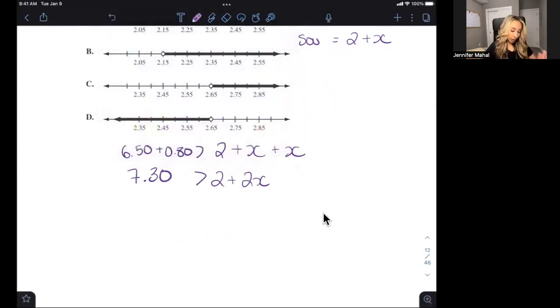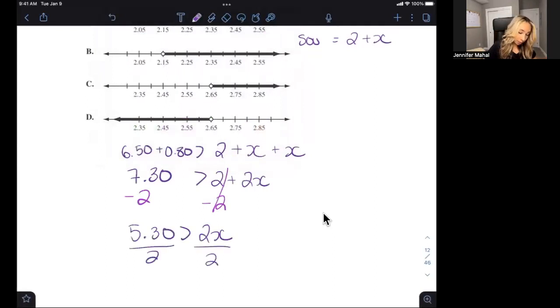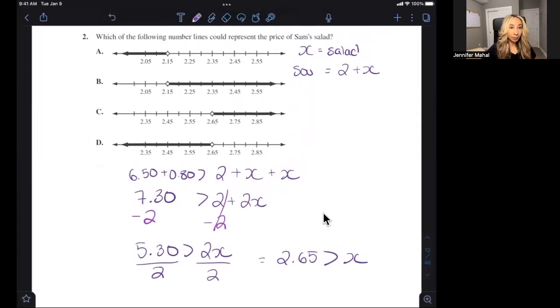So to do that, we're going to move all our X's to one side and all our numbers to one side. So it looks like I just have to get rid of this 2 here. So I'm going to add -2 to both sides. That side's going to cancel out, leaving me with $5.30 is greater than 2X. We again just need to figure out that salad. So we're going to divide both sides by 2 because X is being multiplied by 2. And that's going to give me $2.65 is greater than X. Okay. Now, the trickier part though is we got to figure out which number line represents this. So I'm going to show you a trick.